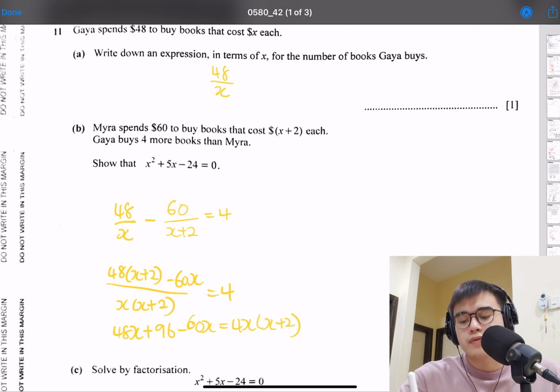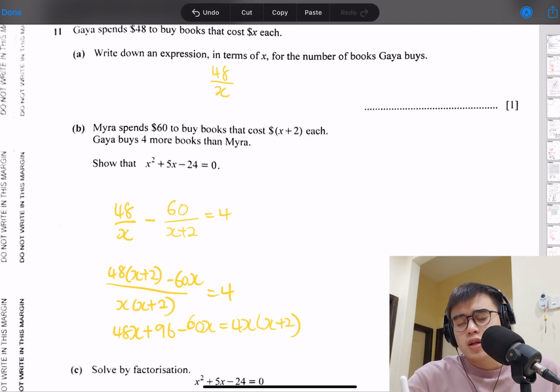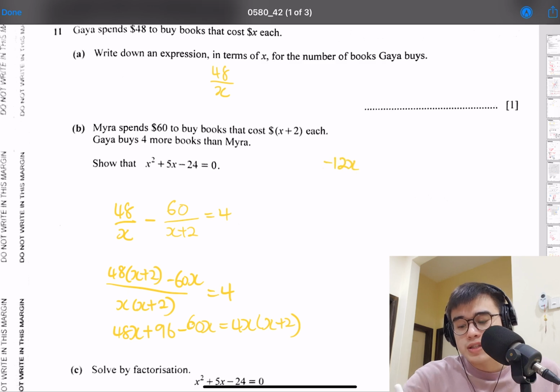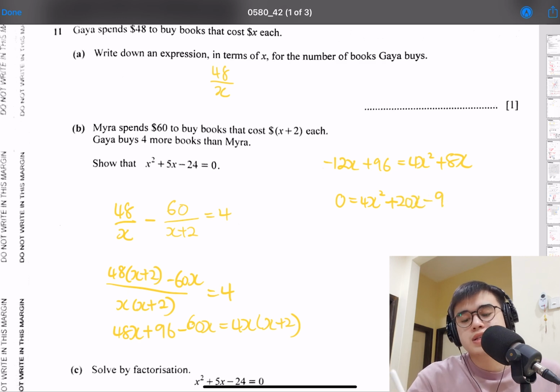So with this out of the way, let's expand it truly. You will get your result as negative 12x plus 96 equals 4x squared plus 8x. So we readjust them all into one side. 4x squared plus 20x minus 96. Dividing everything by 4.